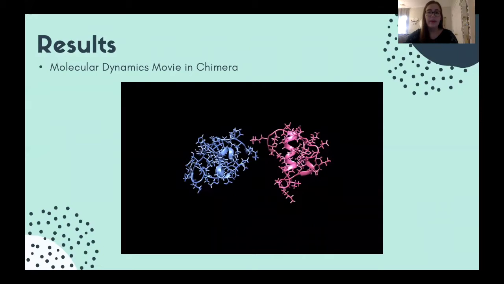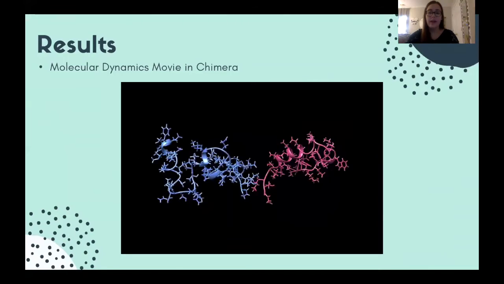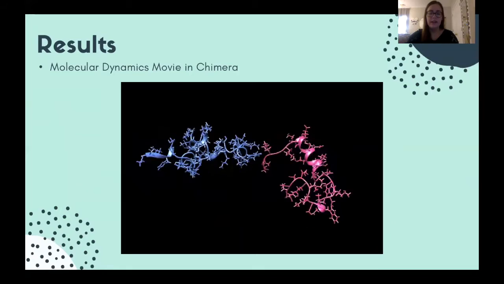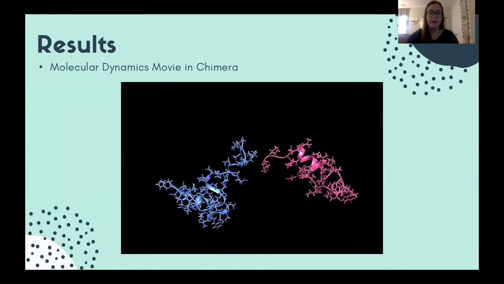Using Chimera, we are able to look at what took place during the molecular dynamics simulation. This is what I'm showing you now. As you can see, although a few residues are interacting in the middle, the bulk of both termini do not seem to truly be interacting.